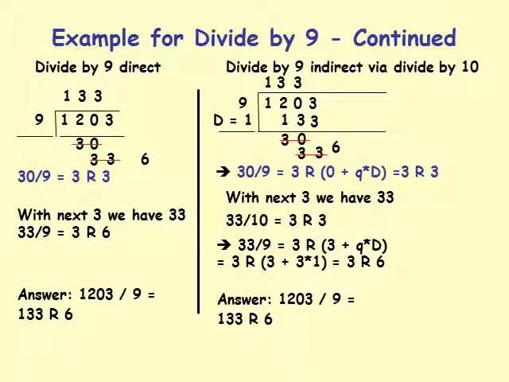Let's continue here. That means the answer is 1203 divided by 9 is 133, remainder 6. 1203 divided by 9 is 133, remainder 6.